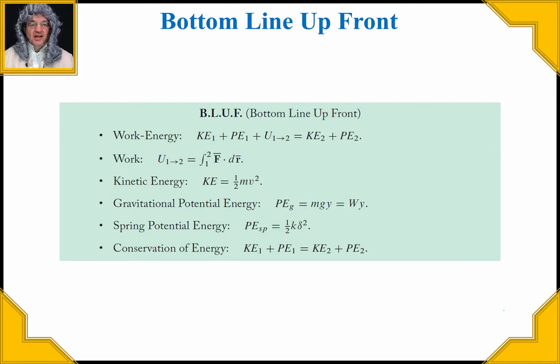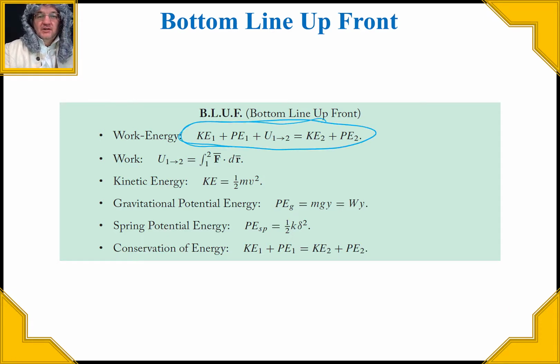So we start with the bottom line up front. In work energy, the main equation, this is the big equation, and today we're using blue for our pen. That's a good educational color. The idea for the work energy, this is the thing that we'll write down first when using a work energy method, is the kinetic energy at state 1 plus the potential energy at state 1, adding any external work that happens between state 1 and state 2, is going to equal the kinetic energy at state 2 plus the potential energy at state 2.